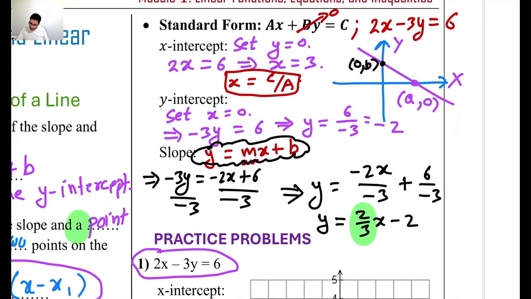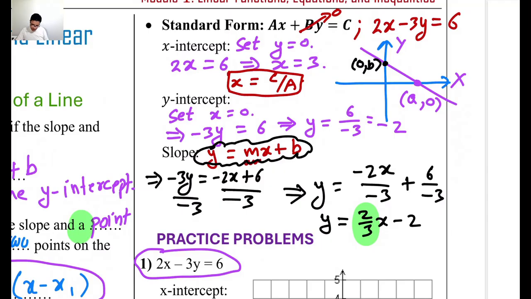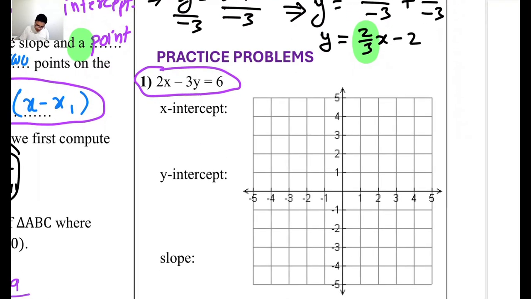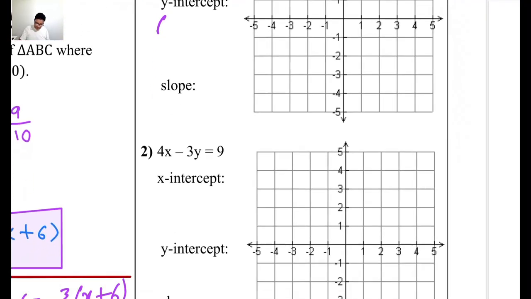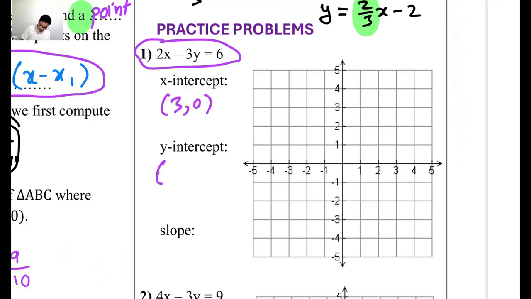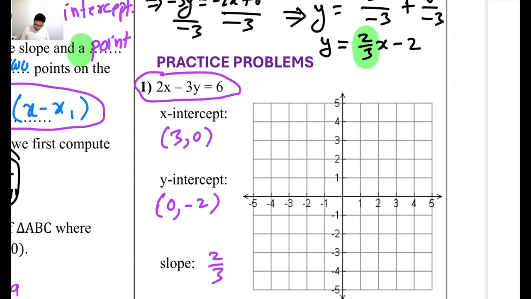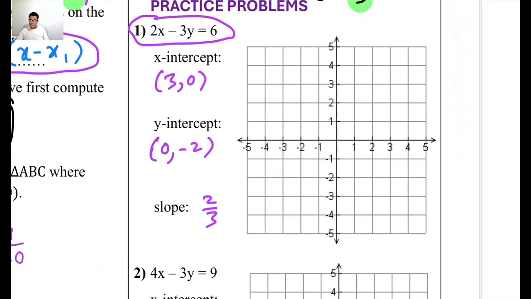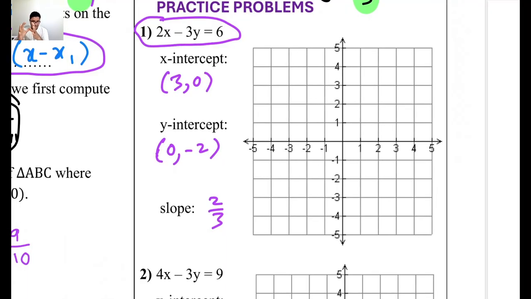Okay. So we have the point 3, 0, the x-intercept. I expected to do that calculation here, but we will do that for the next problem. The y-intercept is 0, -2, and the slope is 2/3. So maybe that was good. We have done the calculations there. We'll focus on the graph here.